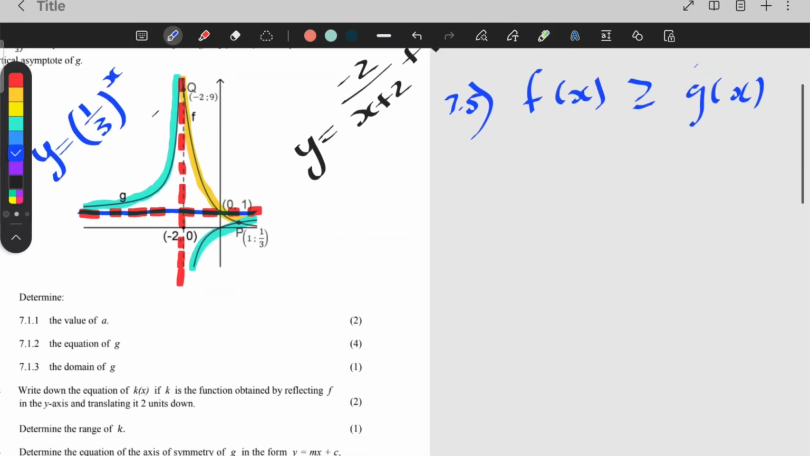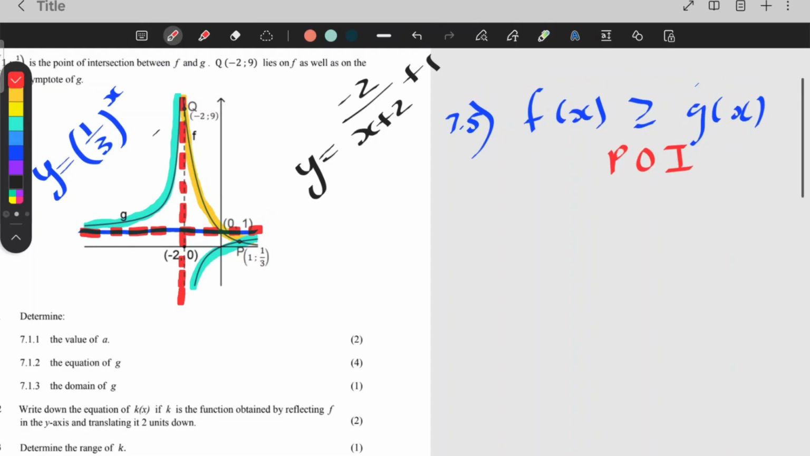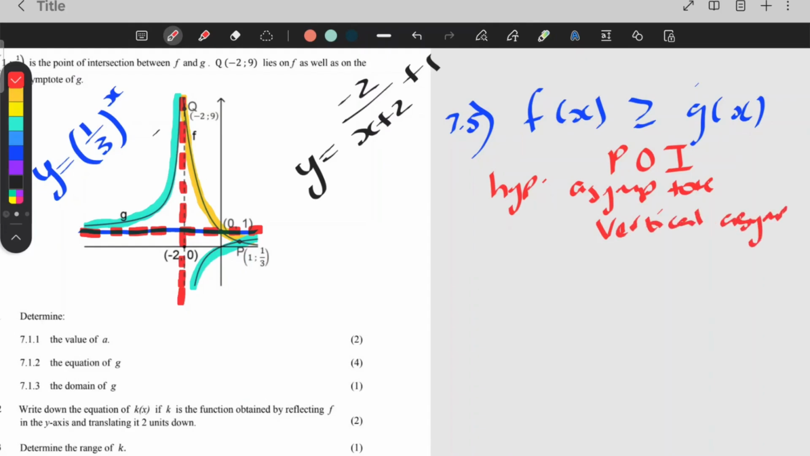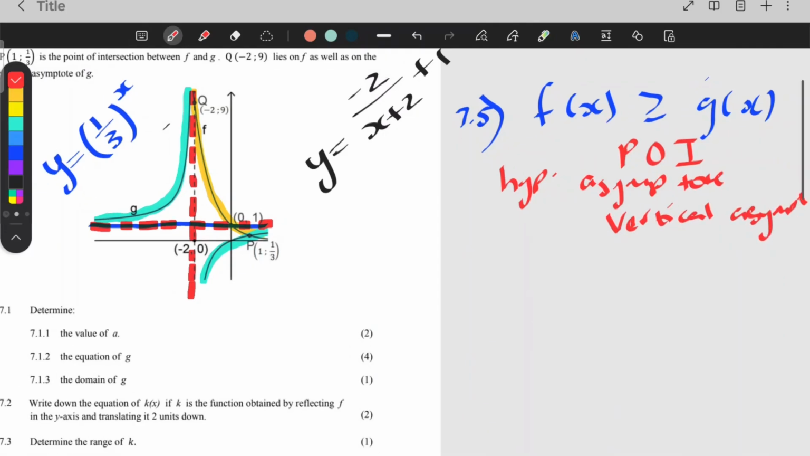Now, for these questions, we look at the points of intersection. Okay, there's no 0 involved. So let's look at the points of intersection. But because we are working with a hyperbola, we must also include the asymptote. So which asymptote? The vertical asymptote must also be included. So how many points of intersection do we have between f of x and g of x? There's only one point of intersection.